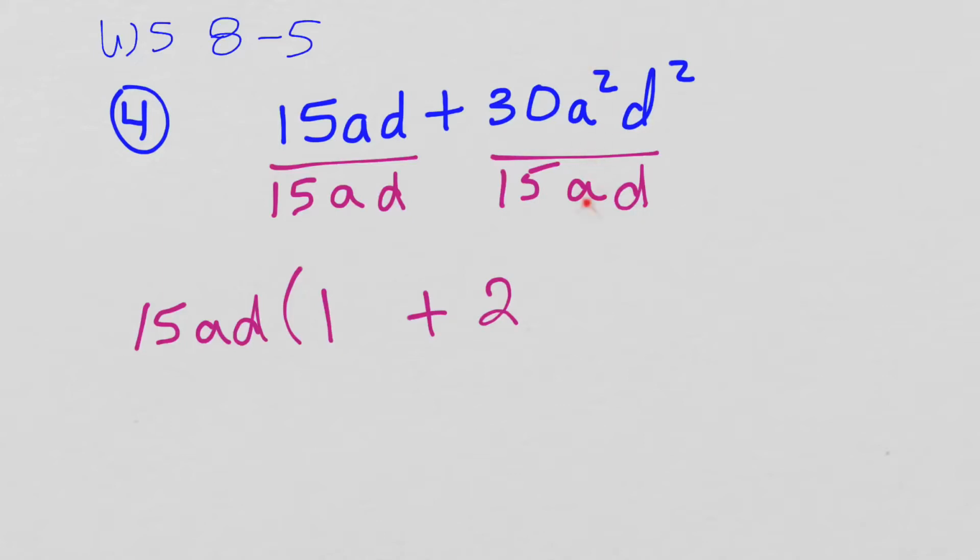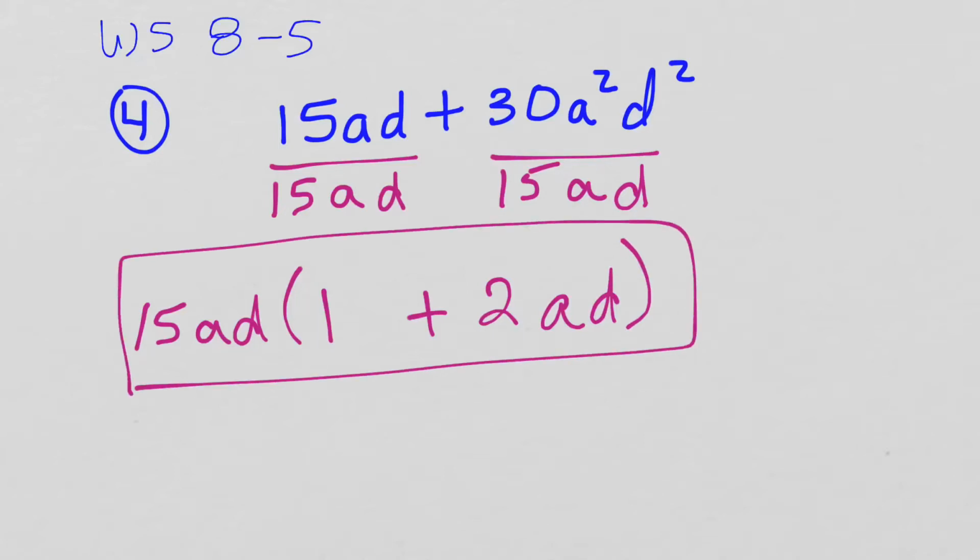Where do I have more A's? I have A squared and A to the first on the bottom, so I have one A on the top. And where do I have more D's? I have one D on the top. So my answer is 15AD times parentheses 1 plus 2AD.